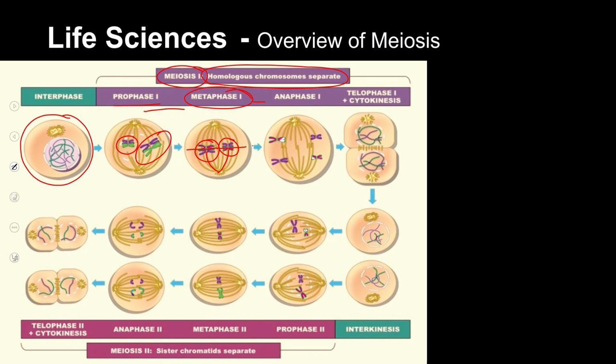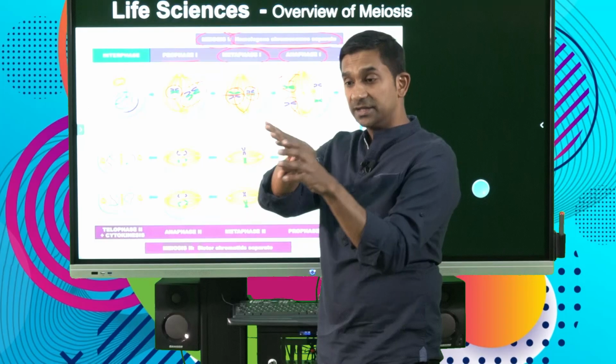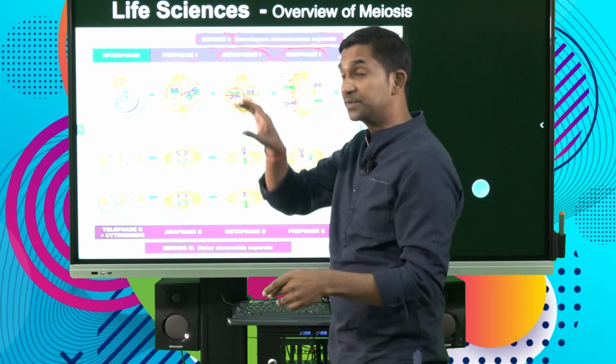From metaphase, we move on to anaphase 1, and this is where we see the separation of the chromosomes. Here we see that the chromosomes are pulled apart to the opposite poles by the contraction of these spindle fibers. As these spindle fibers contract, the pair of chromosomes separate and are pulled apart. That is fundamental to how the pair of chromosomes move to opposite sides.